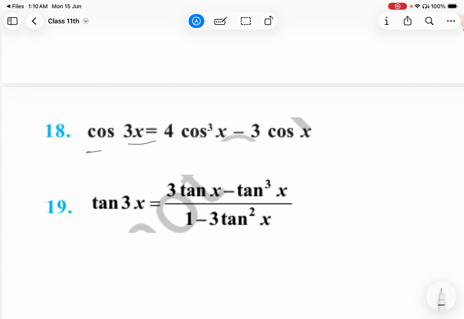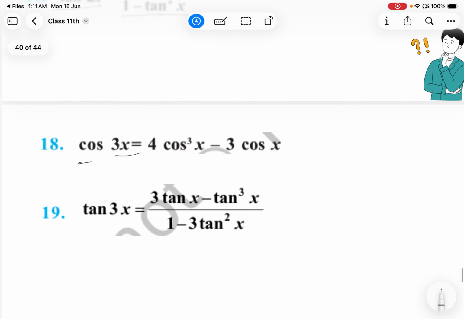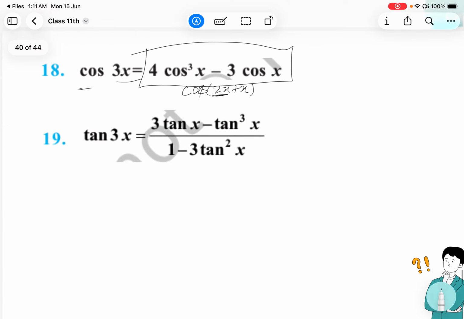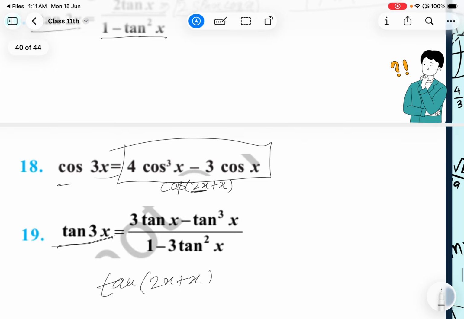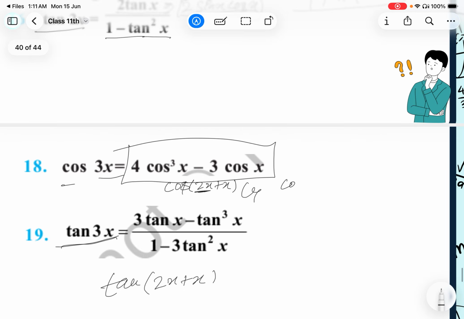Now we have cos 3x. So just get the value of, what is the value of cos 2x? You can do cos(2x plus x). Okay, and you know what is the value of 2x, right? And we will put all the values and we will get this term. Okay, now we have tan 3x. We have to do the same thing. What do we have to do? tan(2x plus x). Okay, so look here, what we can do, cos(2x plus x), right?